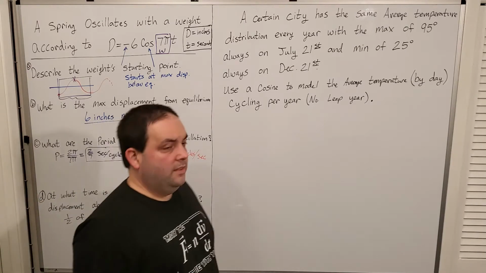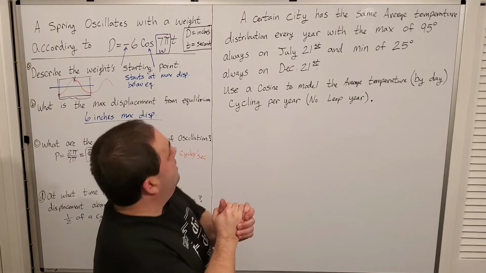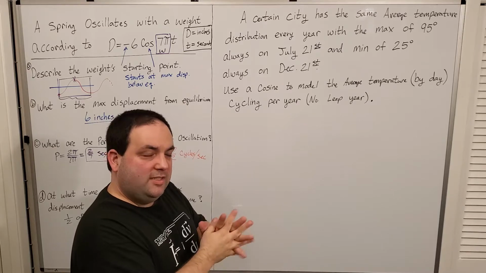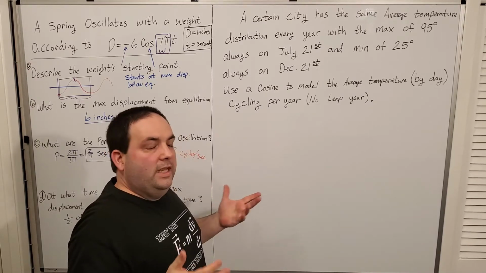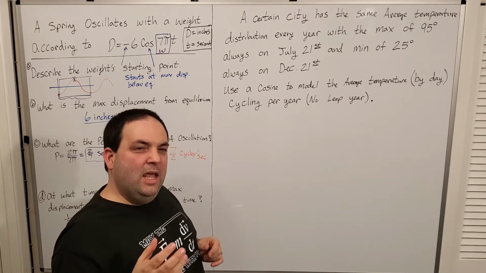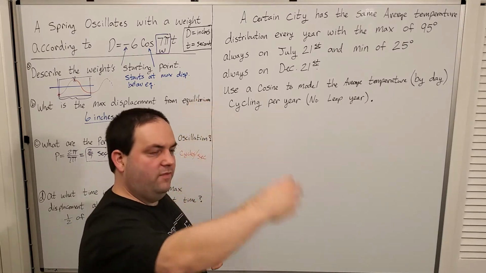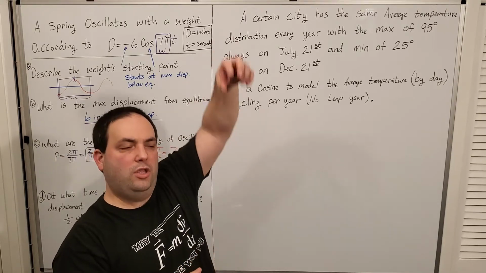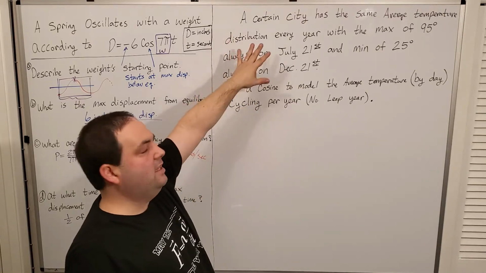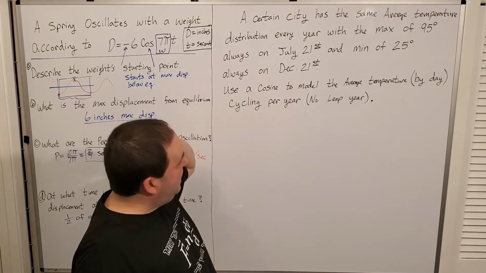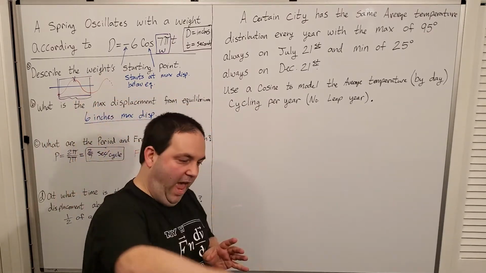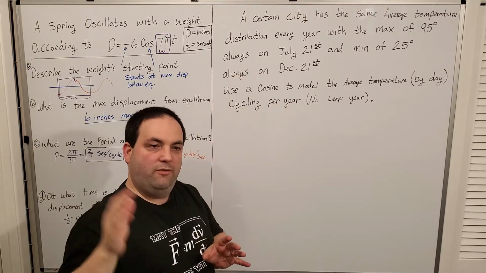Now another one. This isn't necessarily harmonic motion, but imagine a really simplistic version of temperature. For the most part, temperature does do this kind of thing, but it's not as accurate from year to year. Like July 20th every year is not the same average temperature. But let's say that there's a city where every year it goes through the same set of average temperature distributions for every day.